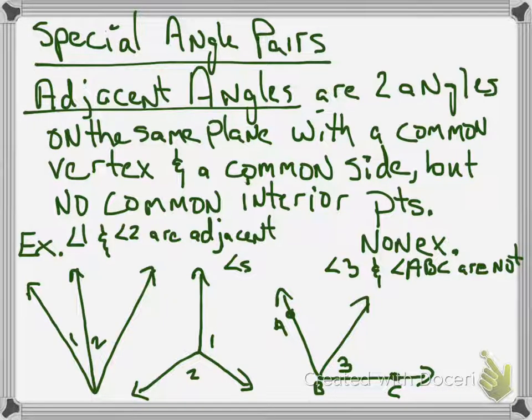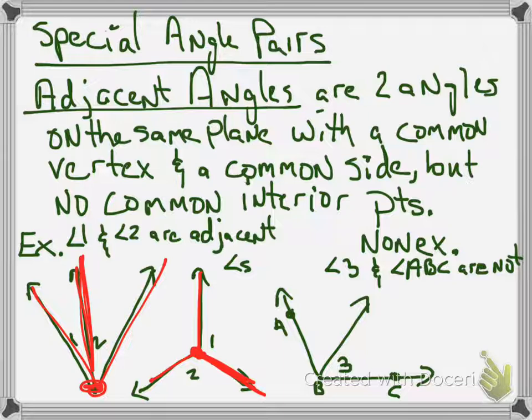Let's talk about special angle pairs. The first special angle pair that I would like to talk about are adjacent angles. They are two angles on the same plane with a common vertex and with a common side, but no common interior points. In other words, if you look here, angles 1 and 2 are adjacent angles because they have a common vertex, common side, and, well, they're touching each other. That's basically about it. Here I drew a different version, but again, same thing. They have a common vertex and a common side.